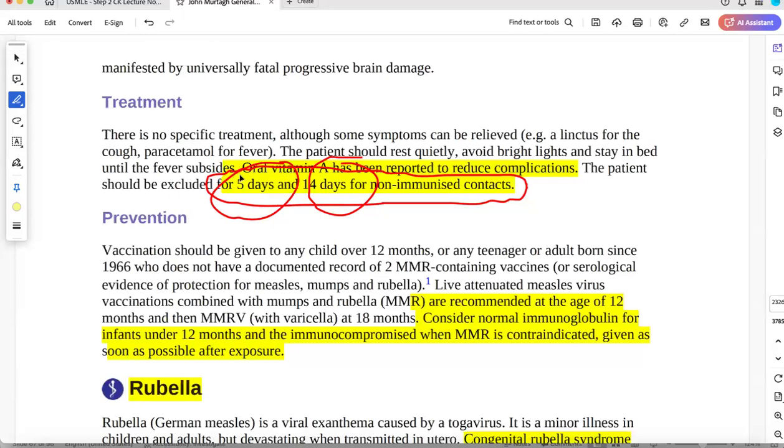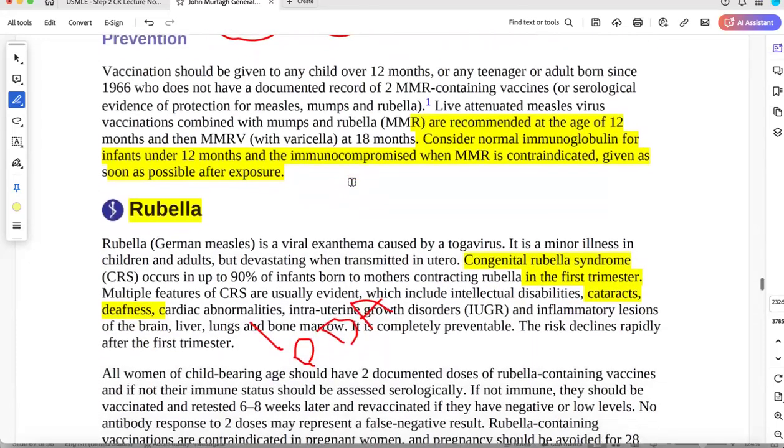So 5 days for the index patient and 14 days for the contact. Now, that is important to remember, and that becomes a bit confusing. So 5 days for the patient, 14 days for the contact. That's the school exclusion for measles.